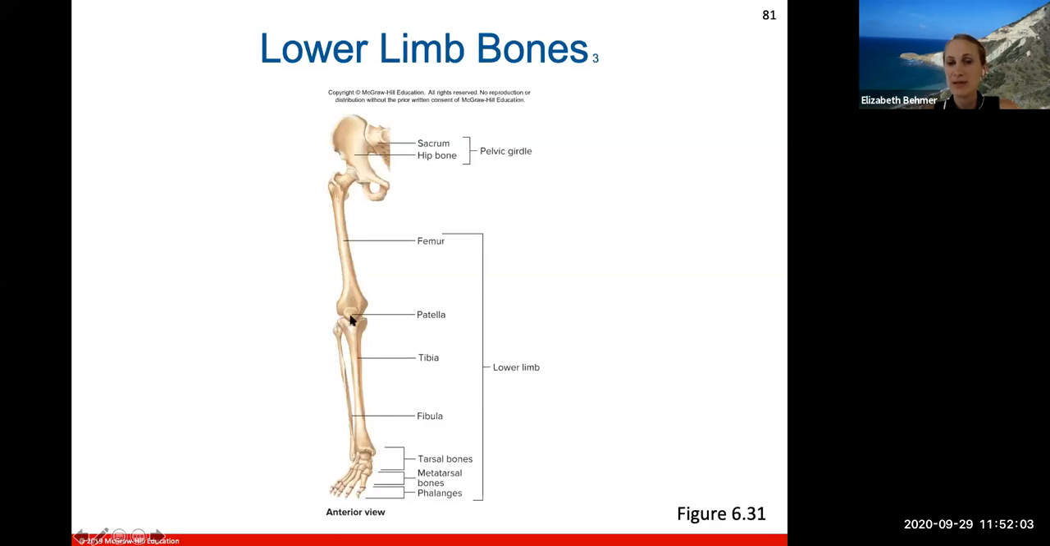Here's your femur, patella. The tibia will connect to the femur, and then the fibula is just a much flimsier bone on the lateral side of the lower leg. You want the tibia, the larger of the two lower leg bones, to be on the medial side, closer to the midline, to help support the majority of your weight. And you can see the tarsal bones are the ankle bones, metatarsals, and the phalanges are your digits.